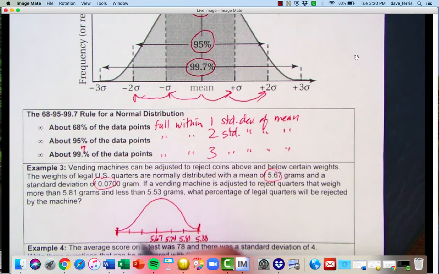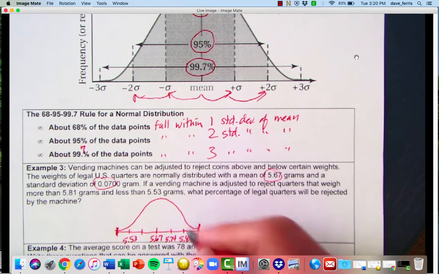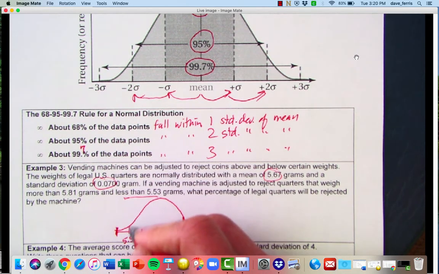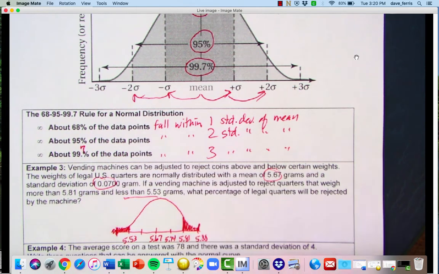If you go down on the other end, I'm just going to skip to the one that's important, the 5.53, because the question they ask is, they want to know if the vending machine is adjusted to reject quarters that weigh more than 5.81, that would be out here, or less than 5.53, that would be out here. They want to know what percent of coins are going to be rejected in those two areas.